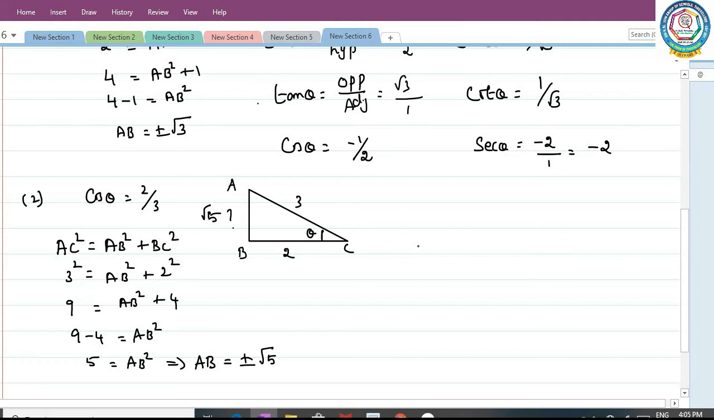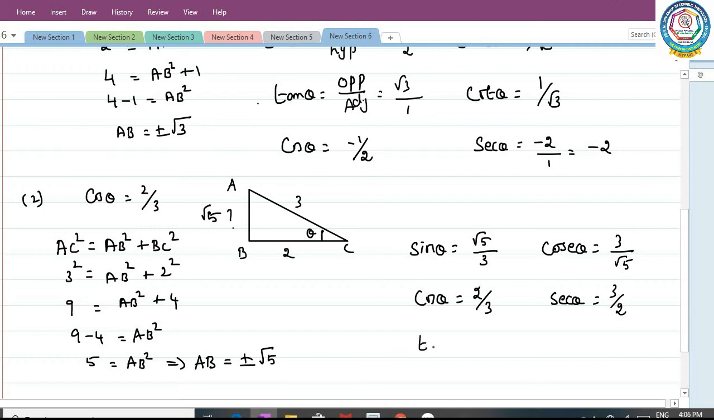So we have to find out the remaining trigonometry ratios. Sin theta is equal to opposite by hypotenuse. What is opposite here? Root 5 by hypotenuse 3. What is the reciprocal of sin? Cosecant theta. Therefore cosecant theta is equal to 3 by root 5. Next one, cos theta. It is given. Cos theta is equal to 2 by 3. What is the reciprocal of cos theta? Secant theta. Therefore 3 by 2.